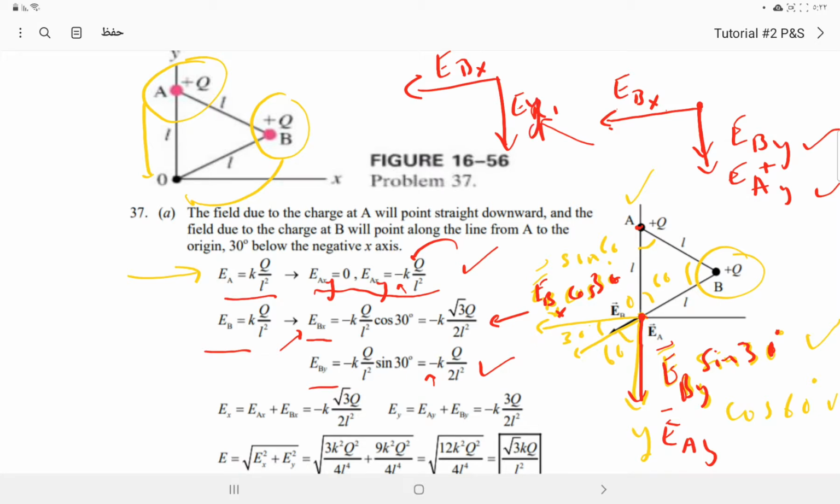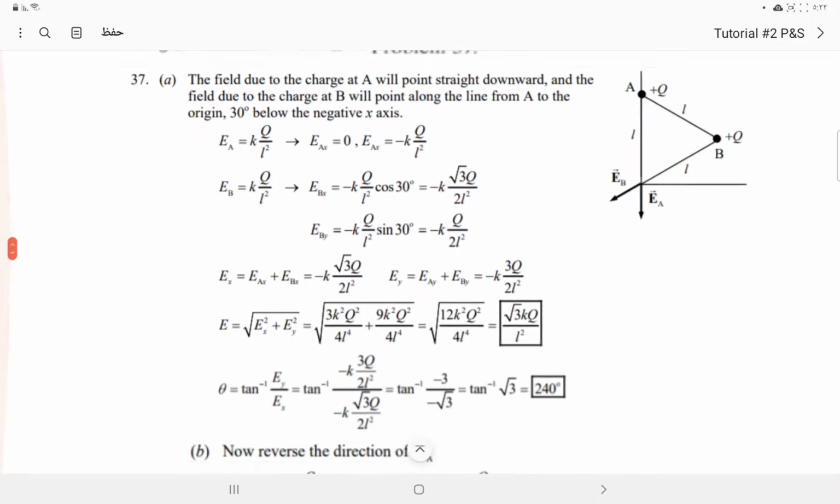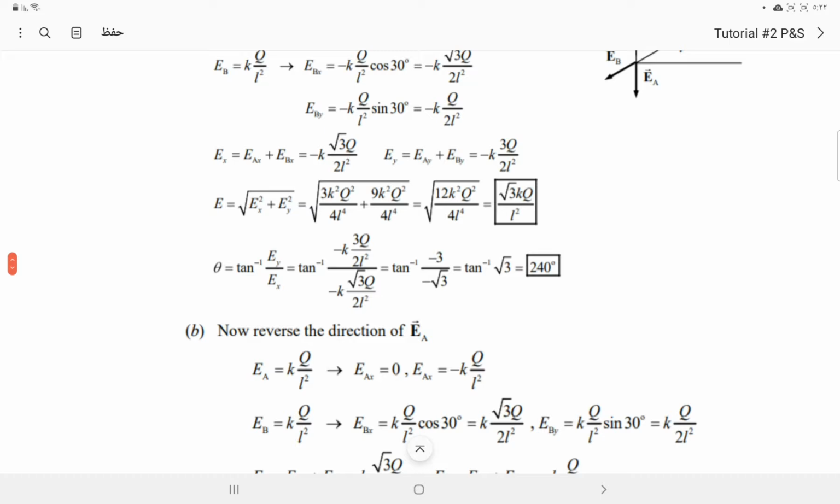Now we have two vectors with 90 degrees in between. They are perpendicular, so we can use the Pythagorean theorem. As you can see, this is the Pythagorean theorem. After we prepare X, which is this one, and then we have Y, which is also the addition of both of them from the beginning. So now we have X and we have Y.